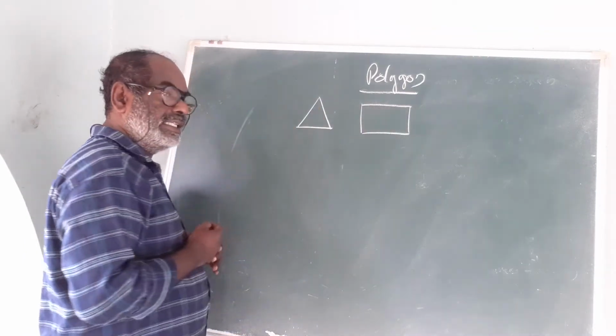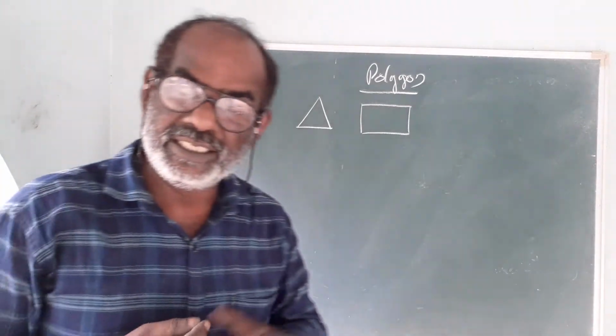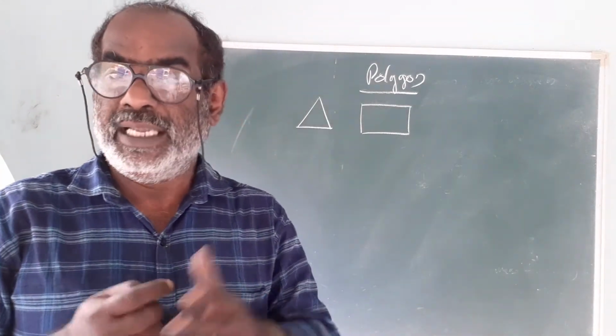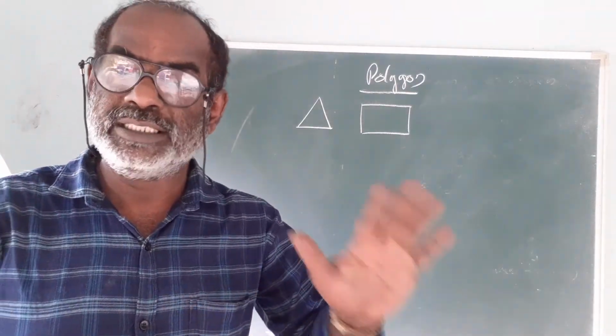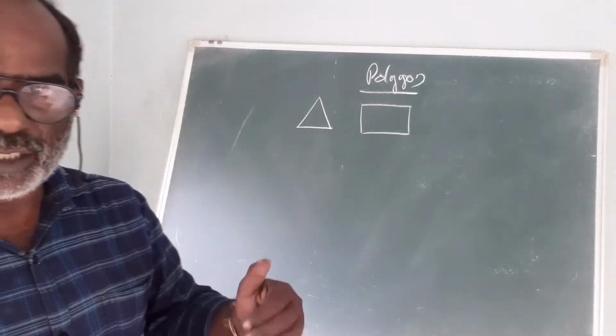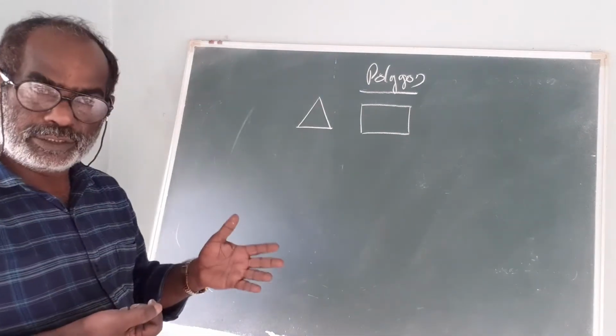What is this? This is a four-sided geometric figure. It is called a rectangle or square, whatever it is. Mainly, it is known as a rectangle. From the rectangle only, we are discussing the square.